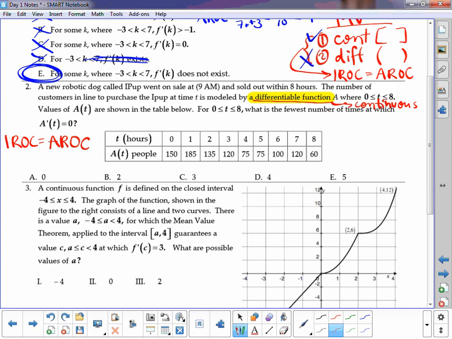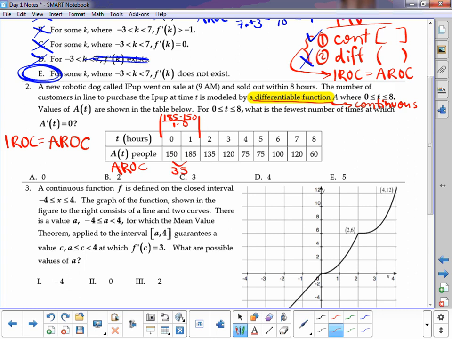Because I know if my average rate of change is 0, then there has to be a point in time in which my instantaneous rate of change is 0. So we're finding out how many times does that happen. All right, so let's take a look from 0 to 1. Doing my slope here, 185 minus 150 over 1 minus 0. What does that give us for our slope? 35, right? Okay. So my AROC for this time interval is 35.